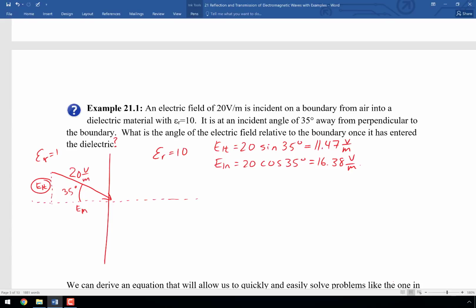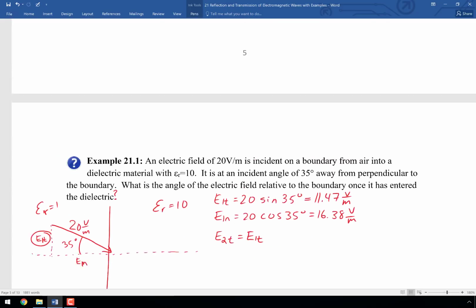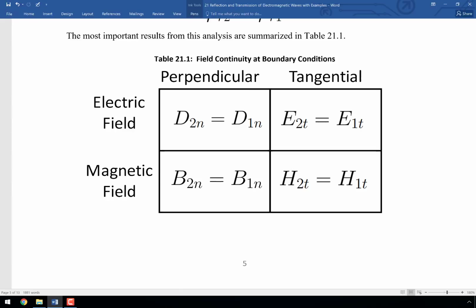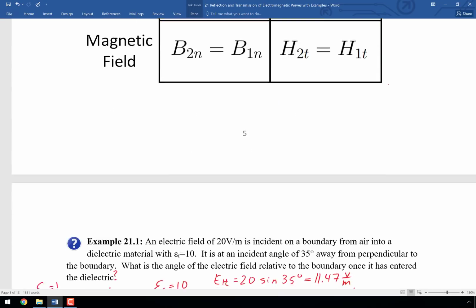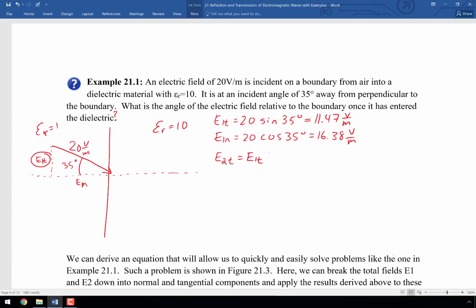that we just did. So we know from the previous analysis that E sub 2t is equal to E sub 1t. Let me just scroll back up and prove that to you. We have E sub 2t equals E sub 1t, and we're going to now apply that down here. And so we know that in the second material, we're still going to have 11.47 volts per meter in the tangential direction. So whatever happens to the normal direction, the tangential direction has stayed the same.